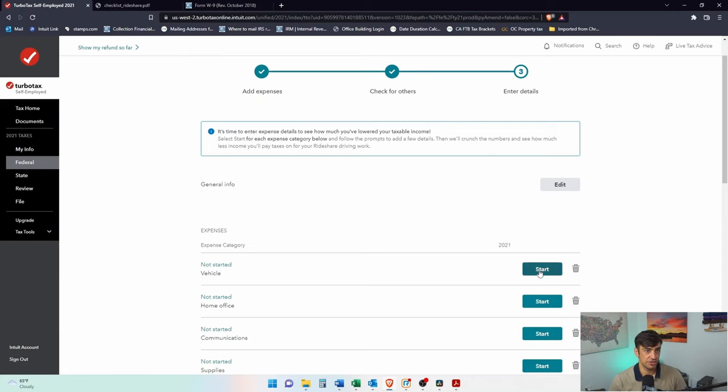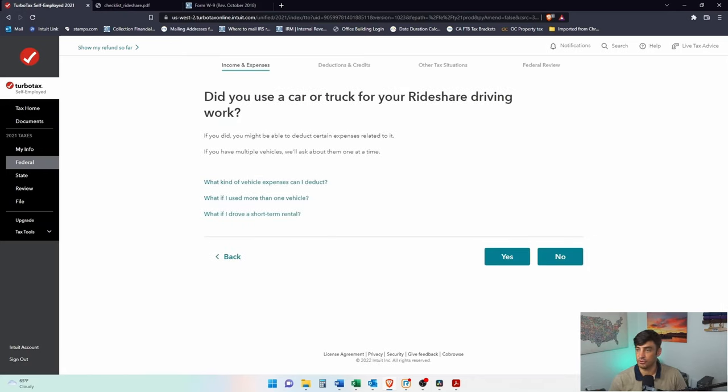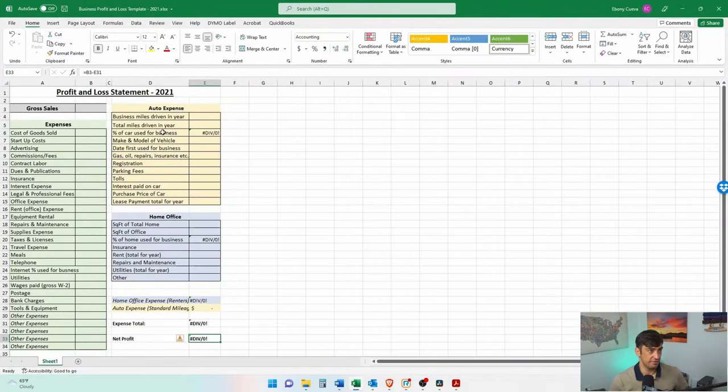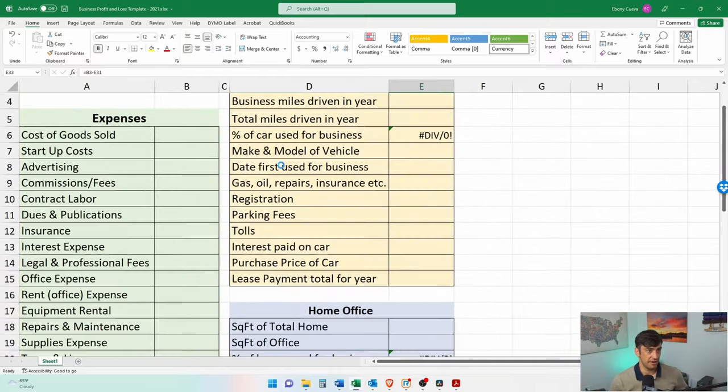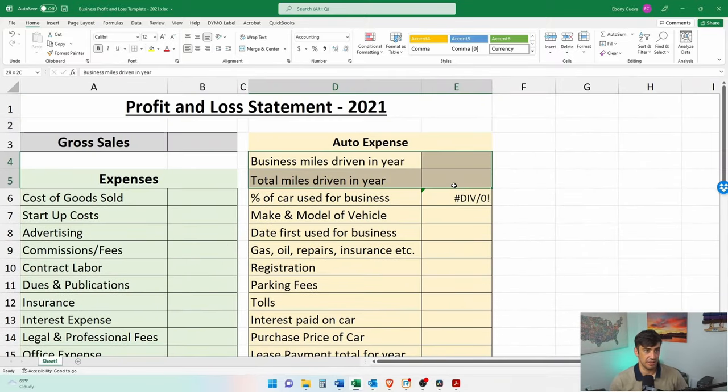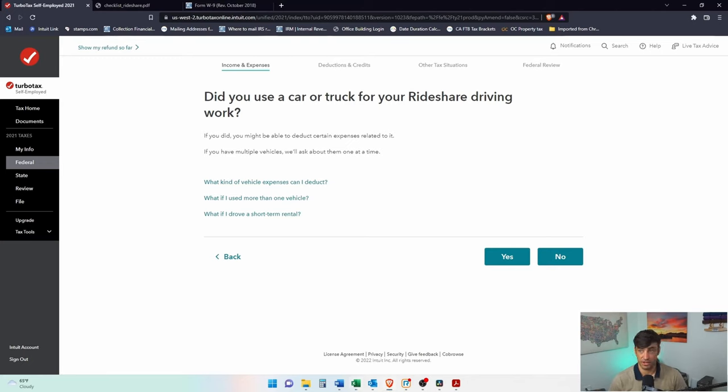All right, so let's start with the vehicle. This is like the big one for Uber drivers. And if you see on my spreadsheet here that I have for like a P&L, I have that auto expense. Those two right there are the main figures that we'll need: business miles driven and total miles driven. That gives us a percentage. Or we take the standard mileage. We'll go over that in a second.